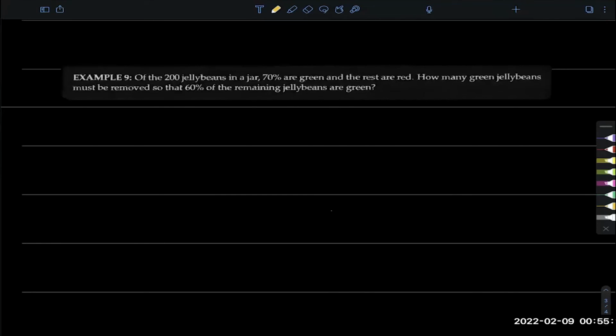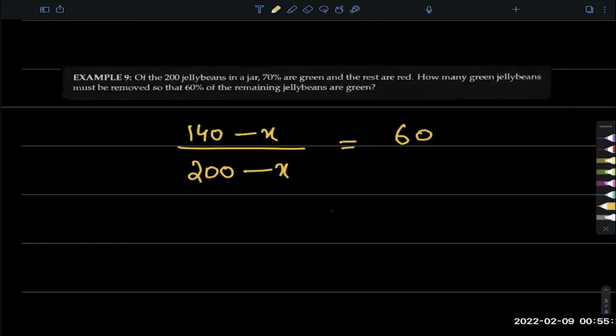We don't need 140, brother. Fine, we took it out. 140 is the number that we have now. So I'll remove some from 140, and that divided by that same number subtracted from 200 should give me 60%. All right, so there you have it. Now solve this.